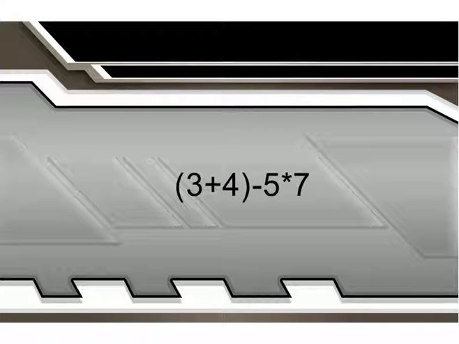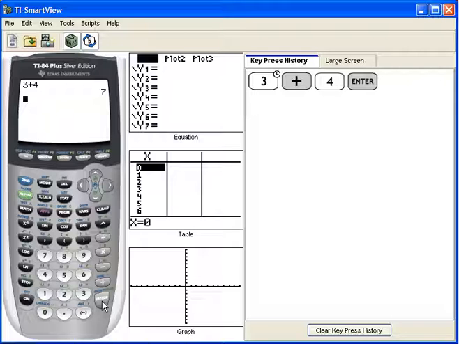Now we will try a more complicated example to illustrate the order of operations in your TI-83 or 84 calculator. We often have to enter more complicated arithmetic expressions using parentheses. Remember, parentheses are first on the list in the order of operations. Therefore, you cannot leave off the parentheses. Otherwise, it will change your answer. For example, parentheses 3 plus 4, close parentheses, minus 5 times 7 would be entered in the following way.